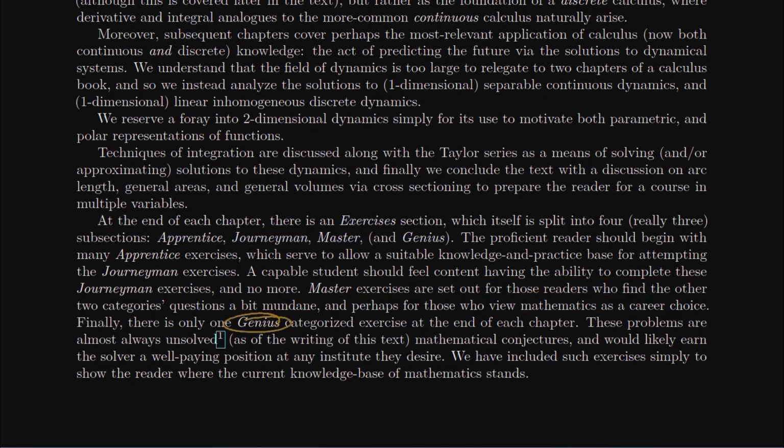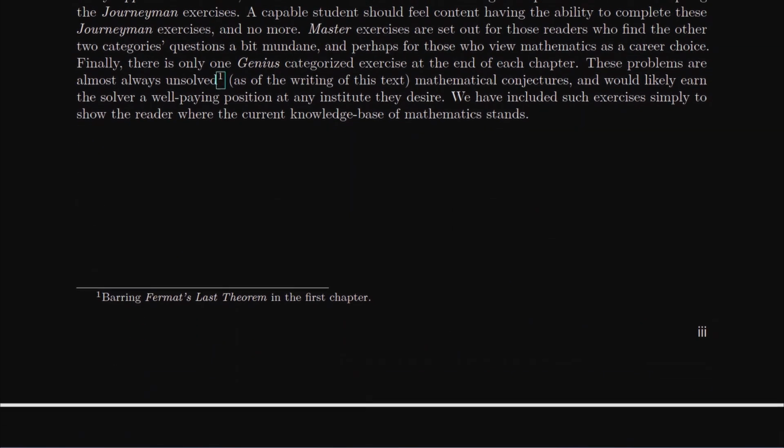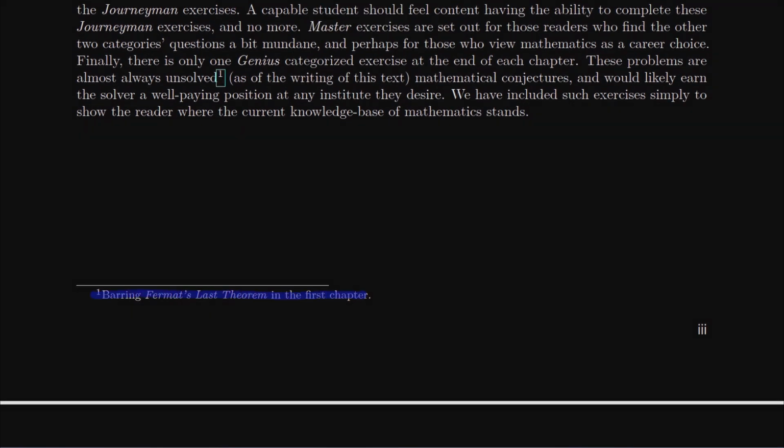And then finally, the genius. There's going to be exactly one genius exercise per chapter, and that's almost always going to be unsolved problems that I couldn't solve myself, problems that probably 99.999% of the math PhDs in the world cannot solve, because nobody has solved them yet, except for one situation where they have been solved. That's the one at the end of the first chapter, which is from Fermat's Last Theorem. That one was solved in the 90s, but I put a little caveat on the exercise that says you can't use any math that's been developed after 1990 to answer the question.